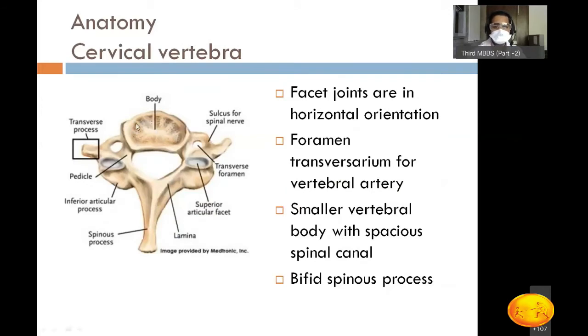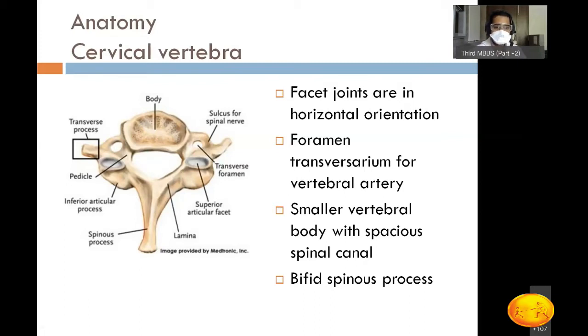And going to the cervical vertebrae, here there are many differences compared to a typical vertebra. The body is smaller, the spinous processes are longer. Many times there are bifid spinous processes. Plus there is one landmark feature: a foramen called the foramen transversarium, or transverse foramen, which is for the vertebral artery.